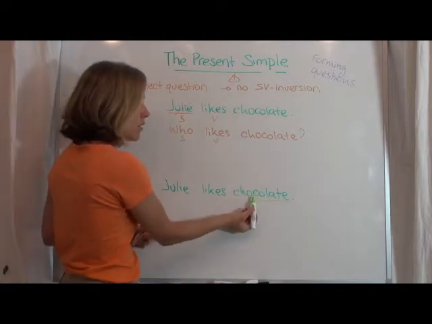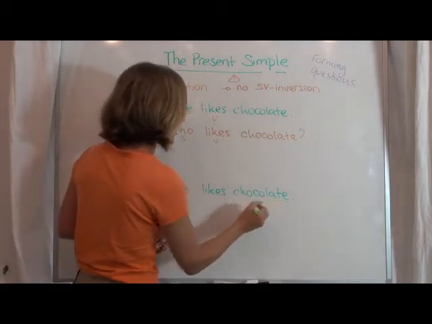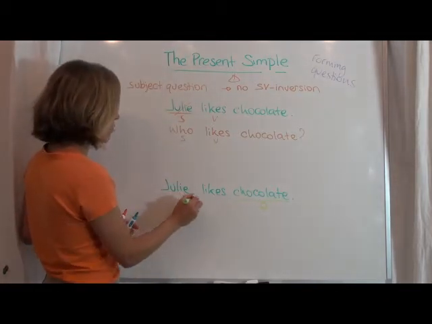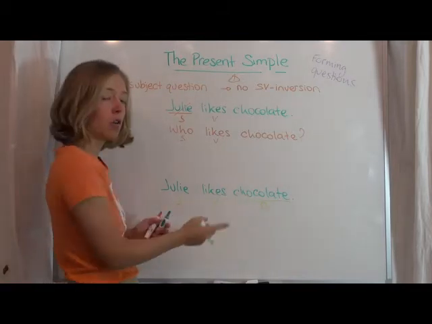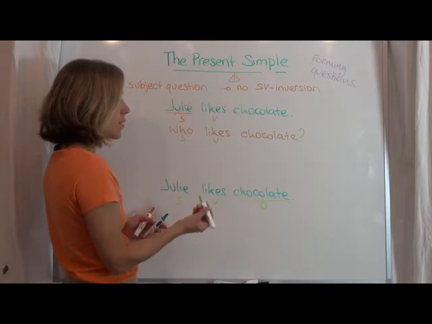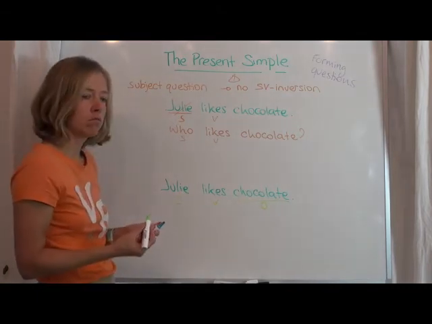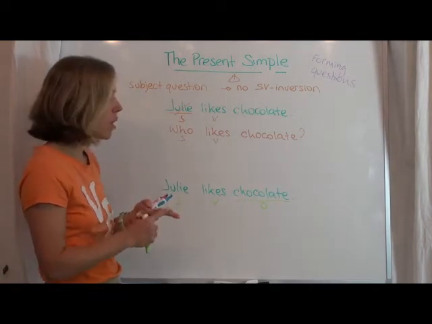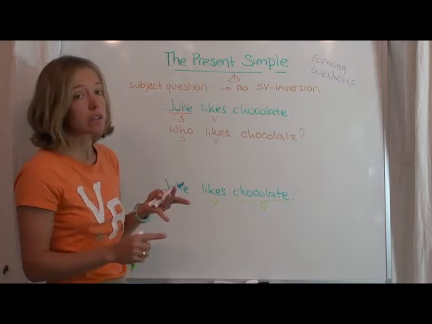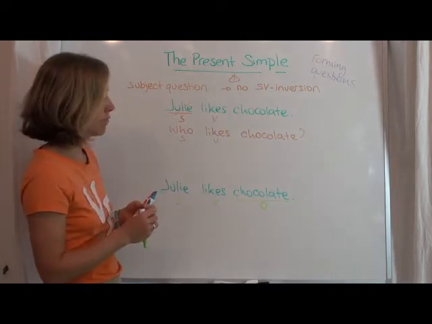Donc on va remplacer chocolate par un mot interrogatif. Donc chocolate ici, c'est l'objet. Le sujet est là, le verbe. Donc c'est l'objet qu'on va remplacer par le mot interrogatif approprié. So what WH word would be good for chocolate? Remember we saw WH word? Where, why, who, what, how? Which one would be good?